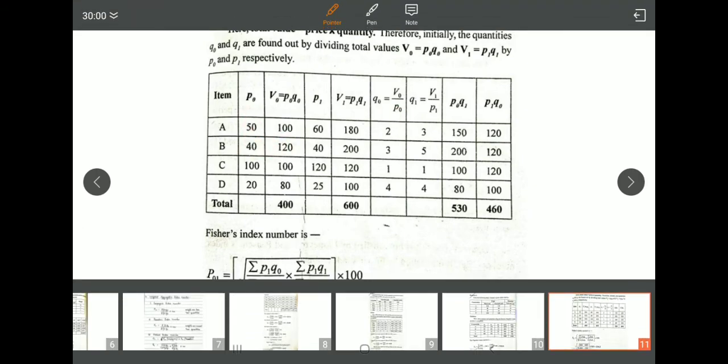But you need to calculate P1 Q0. You have to multiply P1 into Q0. Now Q0 is not given in the question, so you have to calculate Q0. How do you calculate Q0? V0 divided by P0. That is, P0 Q0 divided by P0 gives you Q0, because P0 gets cancelled. So V0 divided by P0 gives you Q0. This divided by this: 100 divided by 50, 2; 120 divided by 40, 3; 100 divided by 100, 1; 80 divided by 20, 4.